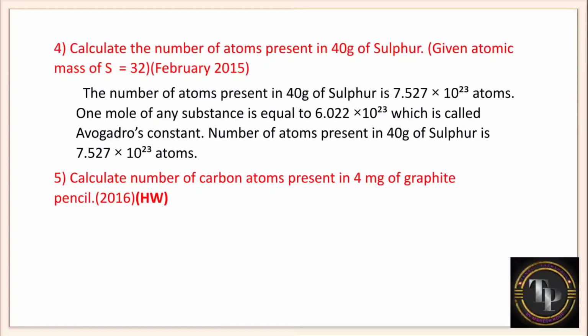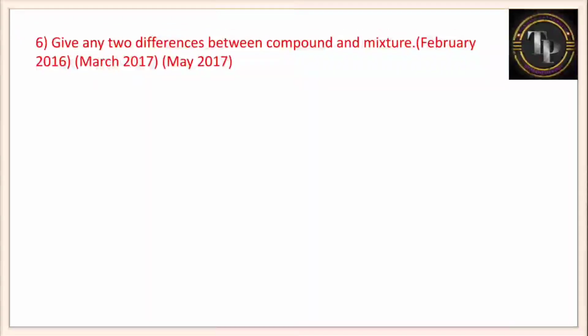Calculate the number of carbon atoms present in 4 milligram of graphite pencil. This is homework for you guys. So you try it and comment your answer in the comment section. Question number 5 is also homework for you. Question number 6. Give any two differences between compound and mixture. This was asked in 2016, 2017, May 2017 and the repeated exam March 2017 also.